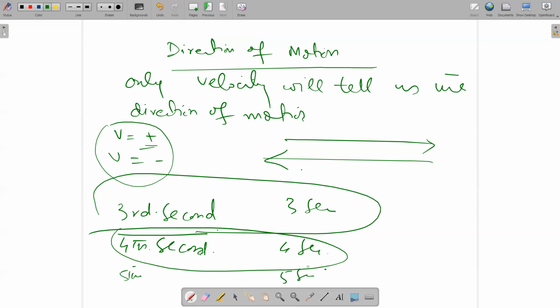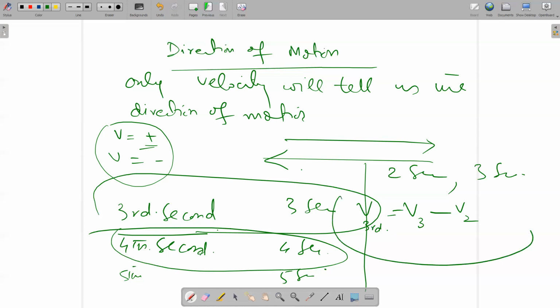So if you want to find the velocity for the 3rd second, what will you do? Surely in the data, he will give you the value for the 2 second and the value for the 3 second. So for the 3rd second, the velocity will be the velocity at 3 second minus the velocity at 2 second. And this is your 3rd second velocity.